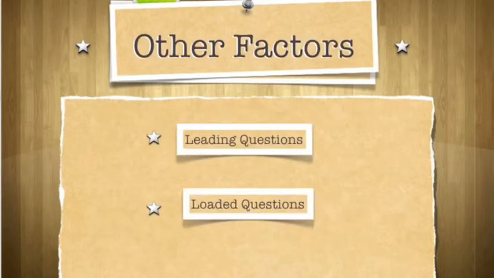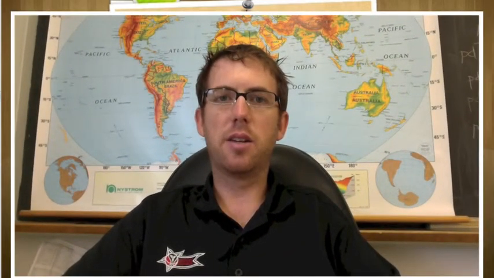There are a couple of other factors that we've got to talk about, and we'll do this in class: leading questions and loaded questions. One of the best places to watch for leading questions is a Law and Order episode or something like that. The prosecutor stands up: objection, Your Honor, leading question. That happens in the legal system, and it also happens in surveys. So that, in a nutshell, is bias in surveys.